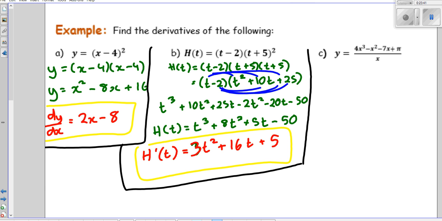So this one is not an expanding one, but we can simplify it first. If it helps, break up the numerator first. If it helps you, you don't have to though. So the numerator can break up into 4x cubed over x, minus x squared over x, minus 7x over x, plus pi over x. So maybe we want to break up the numerator first and then cancel down. You can see a lot of them are going to cancel down.